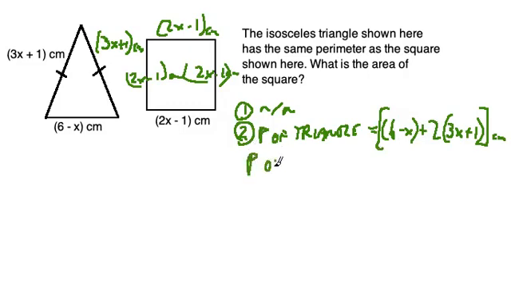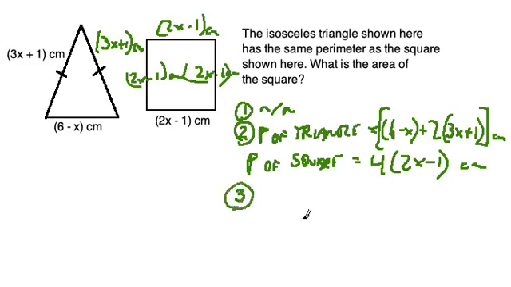The perimeter of the square I can likewise figure out at this point. I've got four sides that are all 2x minus 1. So let me write 4 times 2x minus 1. That's the perimeter of my square in centimeters. But really for these diagram problems, the real thinking comes at figuring out how to write your equation here.